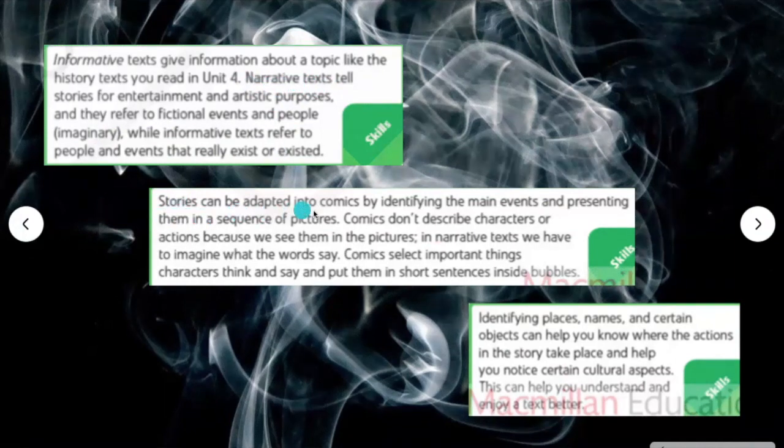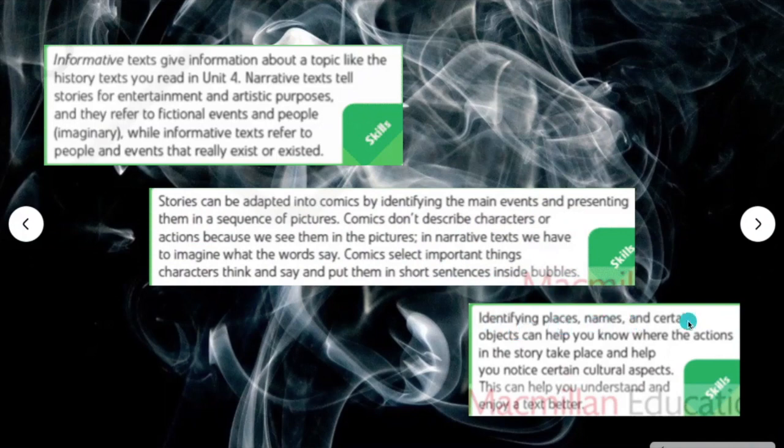Stories can be adapted into comics by identifying the main events and presenting them in a sequence of pictures. Comics don't describe characters or actions because we see them in pictures. In narrative texts, we have to imagine what the words say. Comics select important things characters think and say and put them in short sentences inside bubbles.